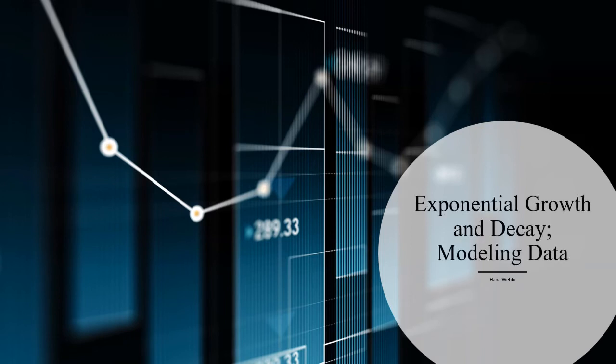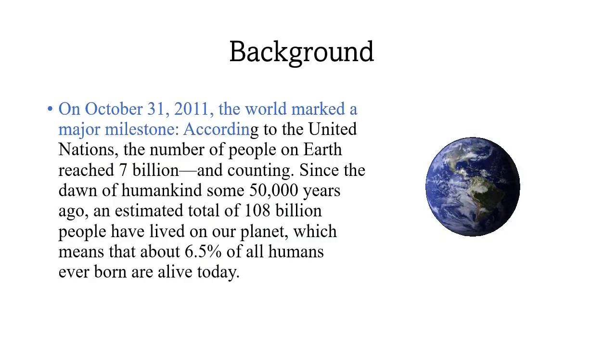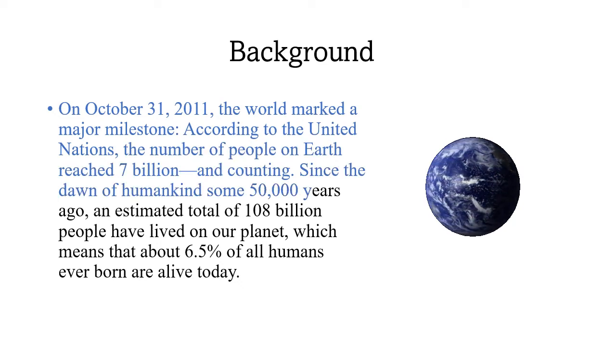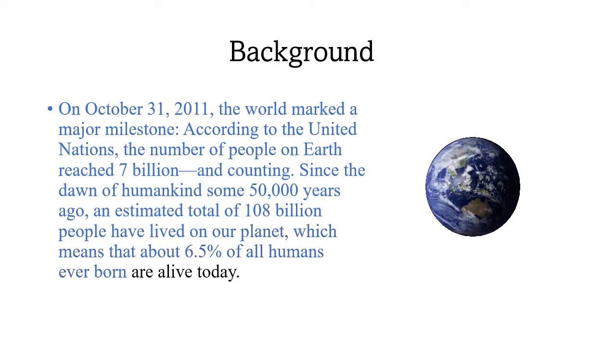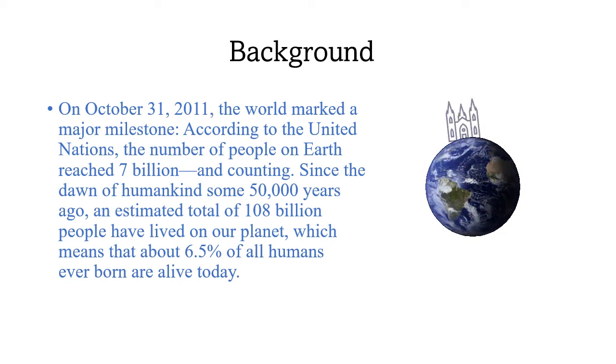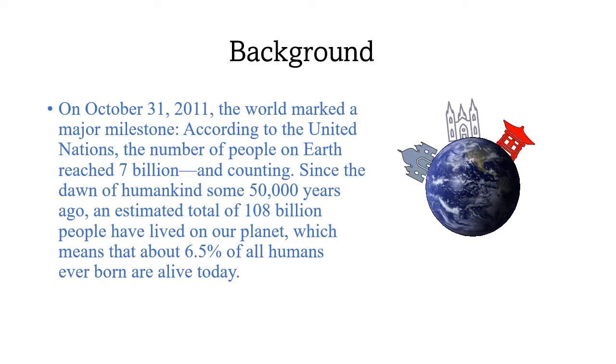So in this video, we're going to talk about exponential growth and decay, modeling data. Let's see some background. In October 2011, the world marked a major milestone. According to the United Nations, the number of people on Earth reached 7 billion and counting. Since the dawn of mankind, some 50,000 years ago, a total of 108 billion have lived on our planet, which means 6.5% of all humans are alive today.